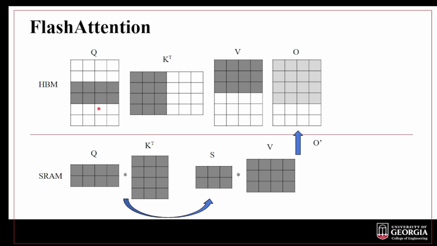Similarly, we load the last two rows of Q from HBM. Perform the same computation. We obtain the intermediate result for the last two rows of O.